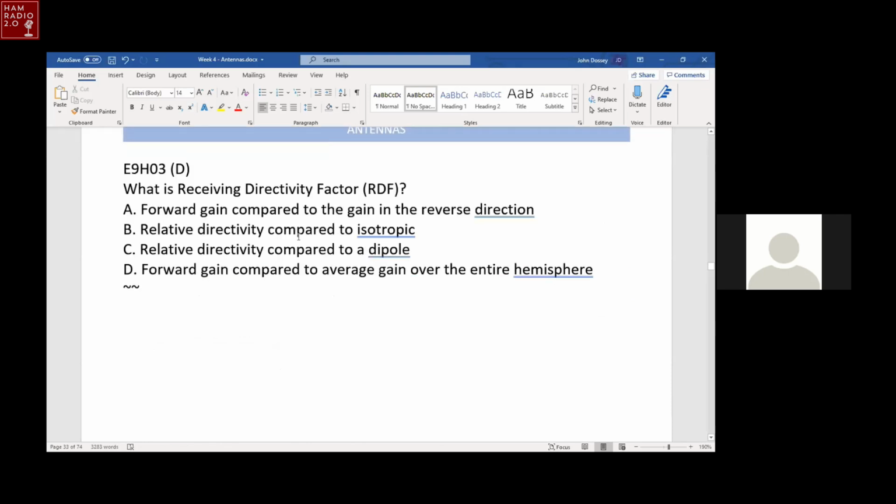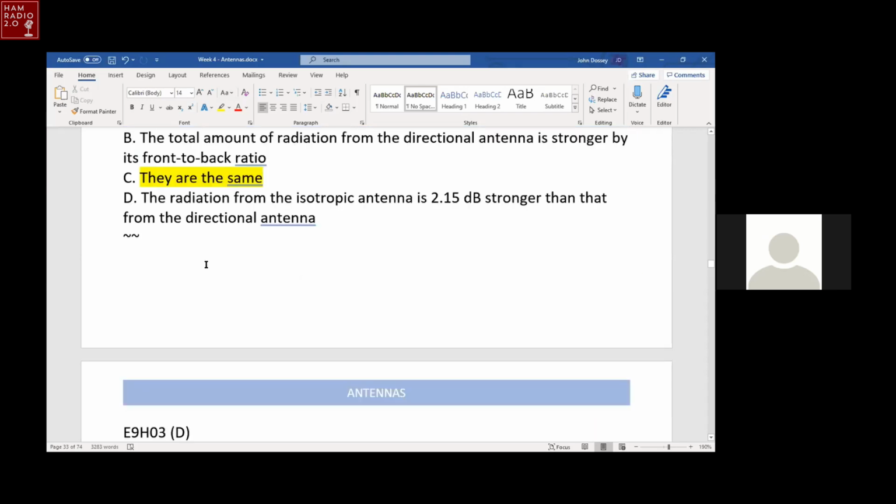It's a long-winded explanation. What is receiving directivity factor? This is the first time I've heard of this, so we'll have to understand what it is. It's the forward gain compared to average gain over the entire hemisphere. Well, let's see. What does average gain over the entire hemisphere mean? That means the total power you put into an antenna compared to the forward gain. Where's our picture?